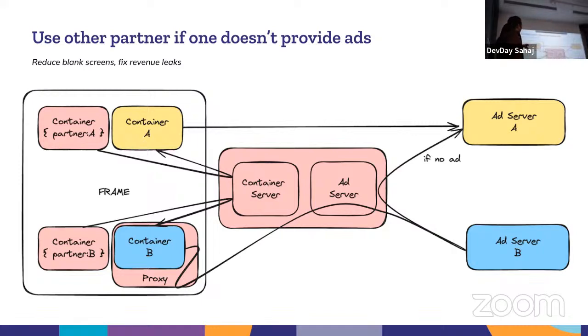So again, notice we are not touching container A at all, because we notice that there's more impact on fixing container B, because only 16% of the time container B gets an ad, right? It's obviously 10 times more revenue generating, but it has the highest impact where screens are blank.